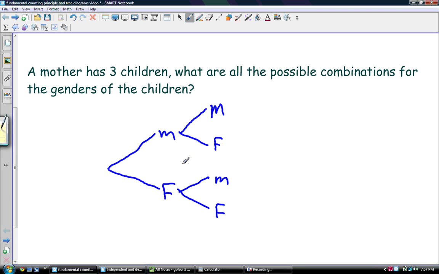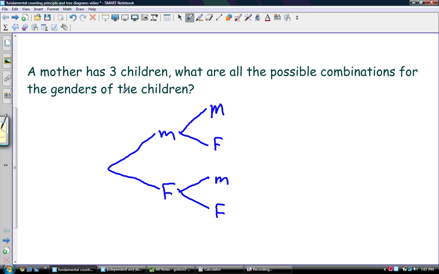So when you have 2 children, there are actually 4 possible combinations of males and females. I could have 2 males. I could have a male first and then a female. I could have a female first and then a male. Or I could have 2 females. So there are 4 possibilities when someone has 2 children.